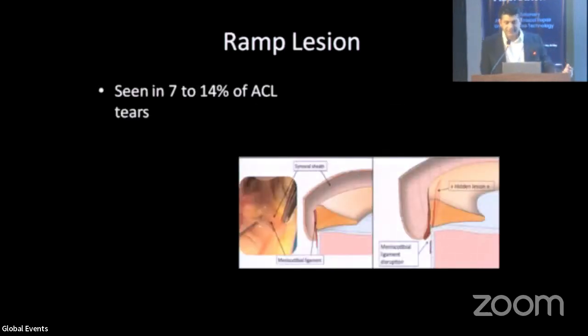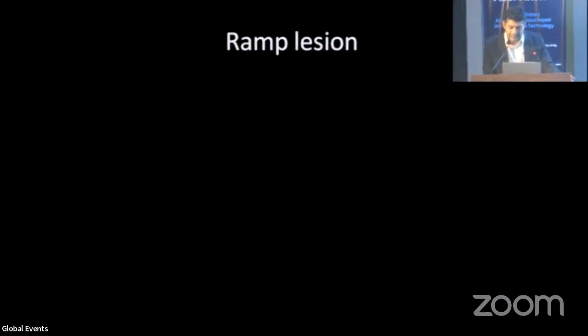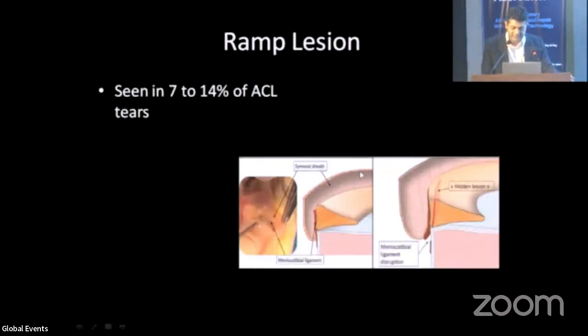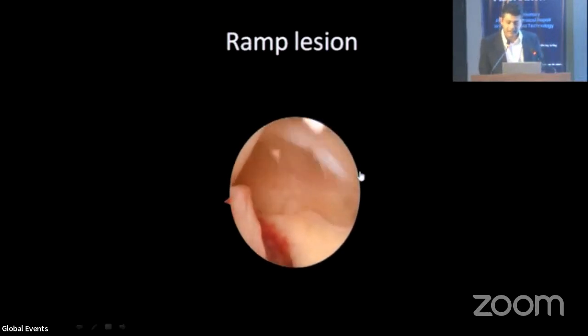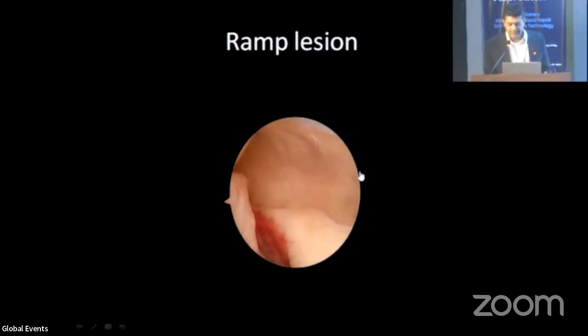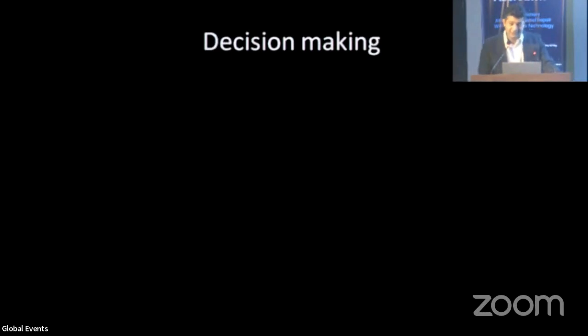An extension of your capsulomeniscal junction tears is nothing else but a ramp lesion, which is most commonly seen in ACL tears. About 7 to 14% of ACL tears do have, by literature, ramp lesions, and they are nothing else but capsulomeniscal detachment or meniscotibial ligament disruption in the posteromedial aspect of the knee joint. What you need to do is introduce the telescope between your PCL and your medial femoral condyle, go into the posteromedial compartment, and visualize this. If it's a fresh injury, it would look something like that, or else if it's a chronic injury, it could get buried within some fibrous tissue. Hence, it's called a hidden lesion.